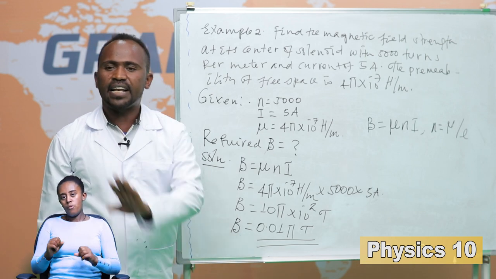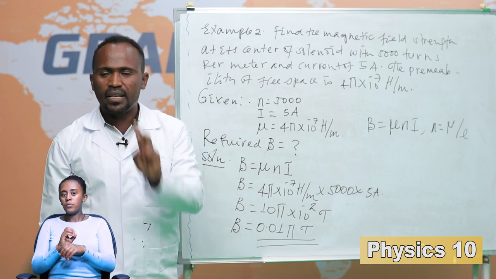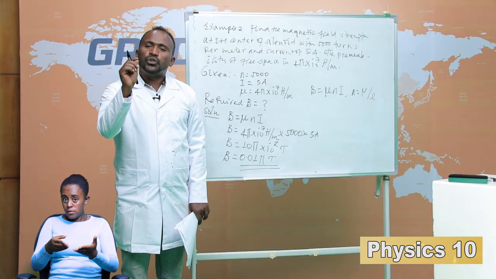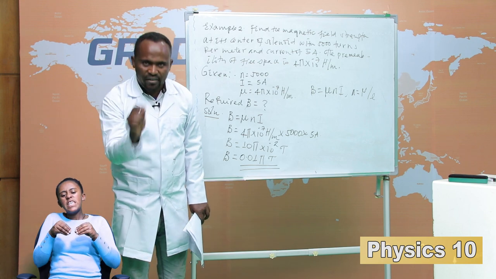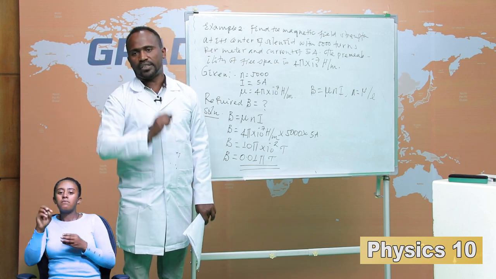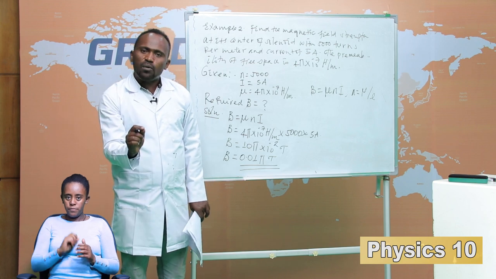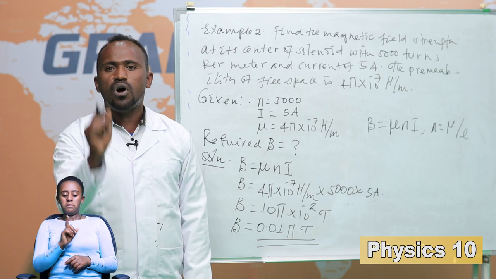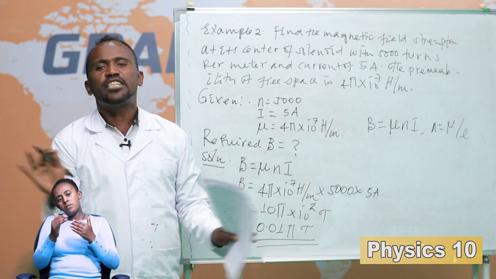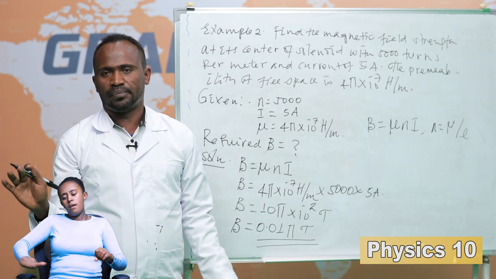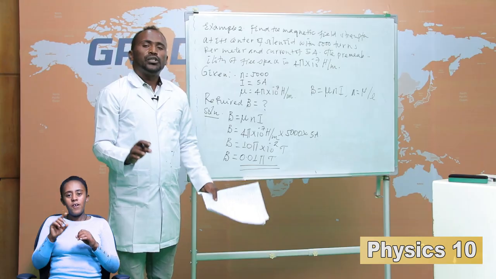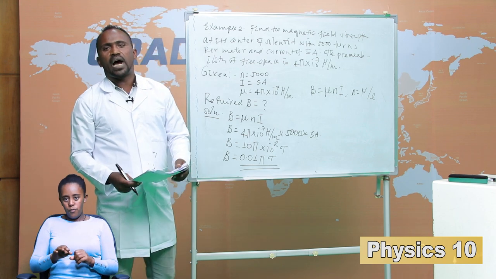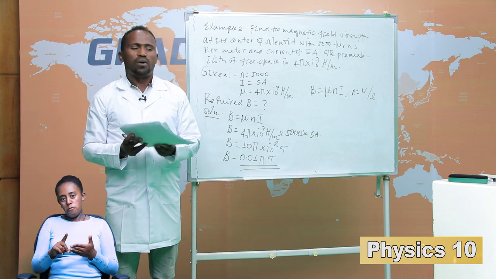Student, finally, I advise one thing. When a problem is given to you, you should know what is given. This is the first step to do the calculation. The next one is to know what is required. If you know these two things, it is easy to solve any problem. Finally, you reach the solution by knowing the formula. This is what we learned in today's lesson.